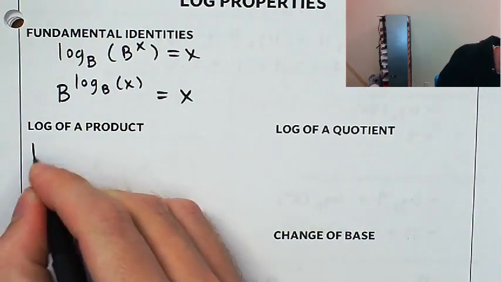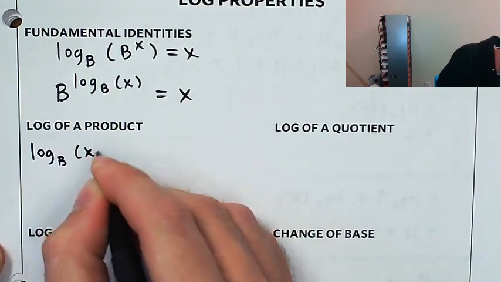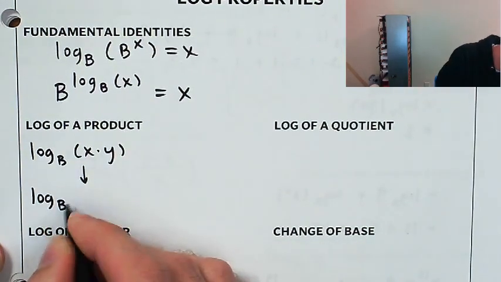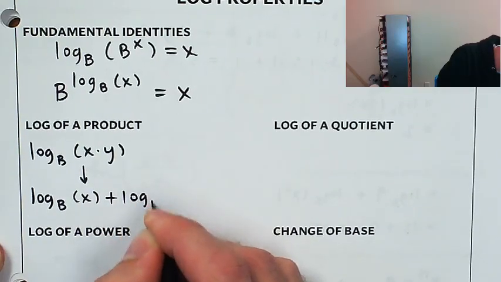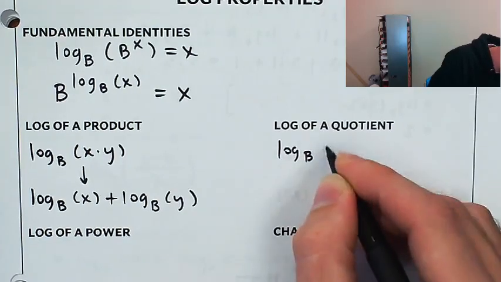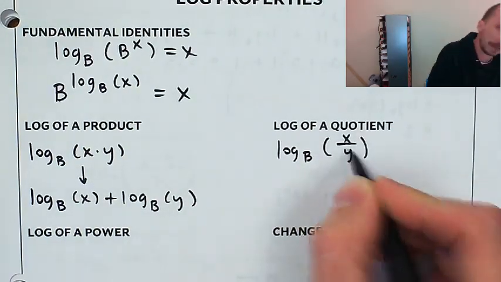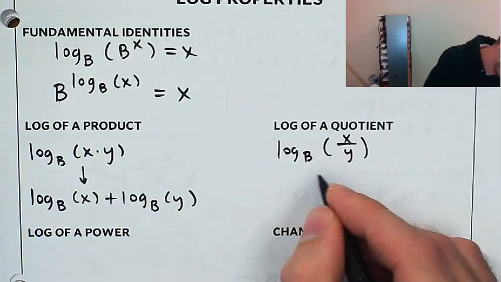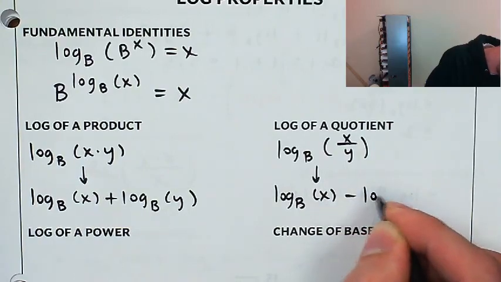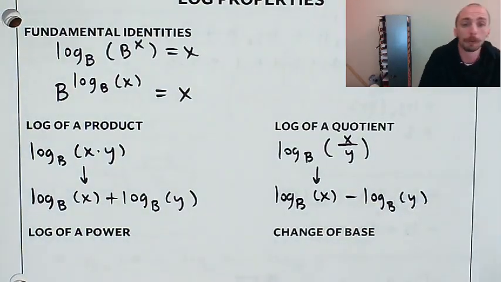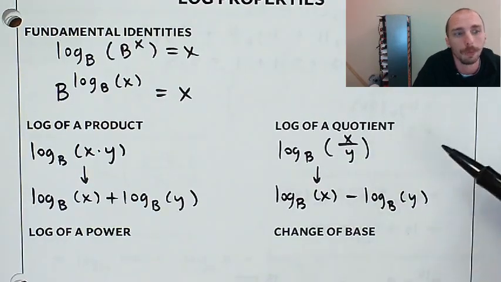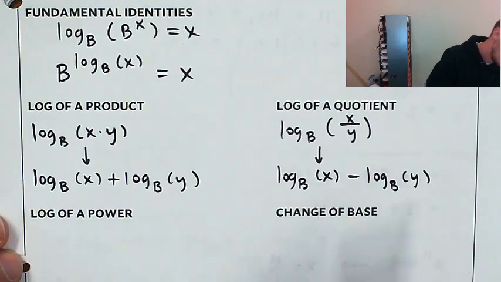All right, log of a product: the log with base b of x times y turns into a sum of 2 logs, log base b of x plus log base b of y. Log of a quotient: if I have log with base b and argument x divided by y, that division turns into a difference of 2 logs. So that turns into log base b of x minus log base b of y. And now that you know all the properties, I propose that you can also look at this as a product of x times y to the negative 1 with that power situation.